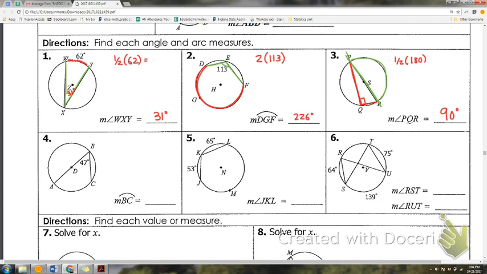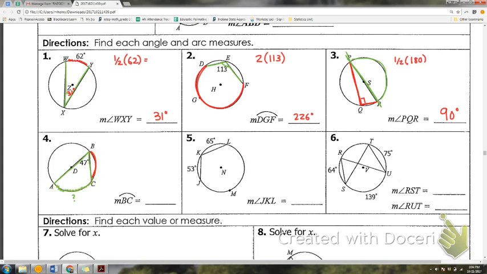Okay, try number 4. Actually, this one's a little bit tricky, so let's talk about this one. So it's asking us for the measure of arc BC. But the angle that it gave us, angle ABC, opens up to this arc, not arc BC. But if we find what this arc is, then we know that the two of these together is half of the circle, right? It's the semicircle, because there's your diameter. So if I know where that green one is, I can say that the green one and the red arcs together have to make 180 degrees.